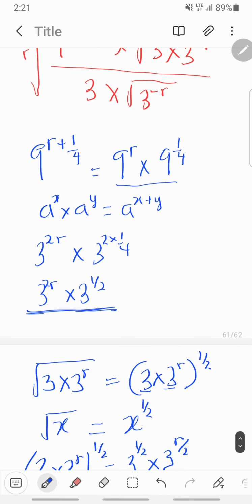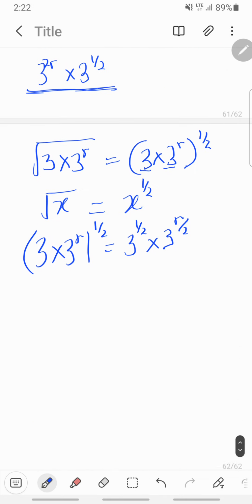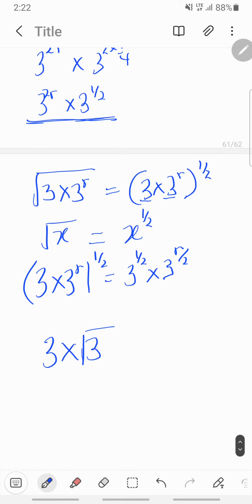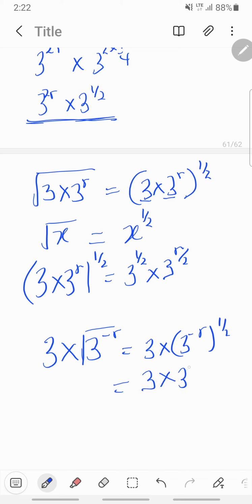So let's do the same thing for the denominator, which is 3 times the square root of 3 raised to power minus r. And this is the same thing as saying 3 times 3 raised to power minus r, all raised to power half, because I told you the square root of x is the same thing as x raised to power half. So that is 3 times 3 raised to power minus r over 2.